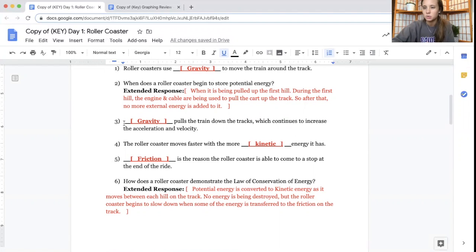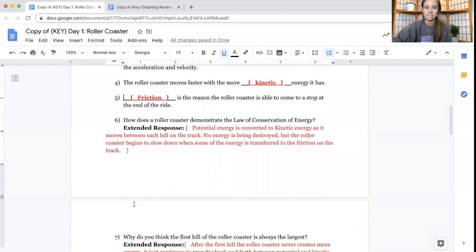Number 3 says gravity pulls the train down the tracks, which continues to increase the acceleration and velocity. That one I think was pretty easy for you guys. When we think of down, pulling down, we think of gravity. Number 4, the roller coaster moves faster with the more kinetic energy it has. So kinetic energy is energy of motion. If we're moving fast, we've got a lot of kinetic energy. Number 5 says friction is the reason the roller coaster is able to come to a stop at the end of the ride. So that's where friction comes into play. That slows down the track, not makes it move.